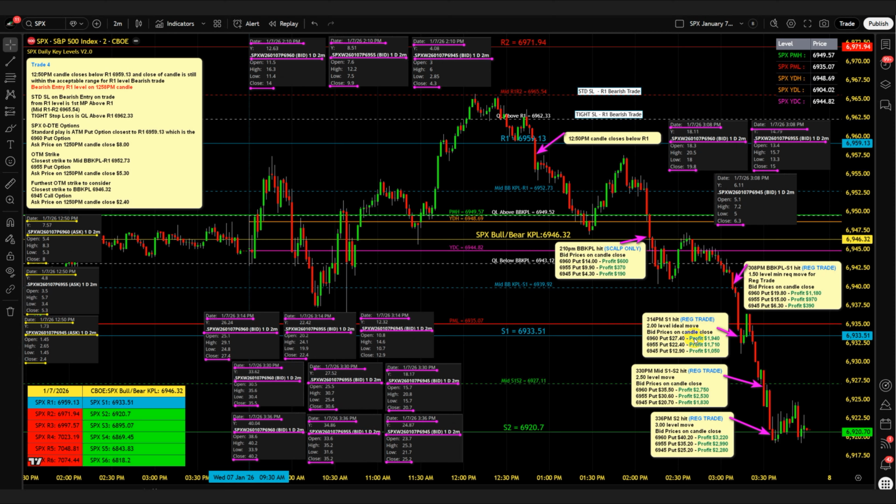Okay, so bid prices on candle close. Here we have them, the 3:14 p.m. data boxes. Bid prices on candle close 69.60 put 27.40. That's a profit of $1,940 per option. 69.55 is 22.40, profit of $1,710 per option. 69.45, $12.90. That's a profit of $1,050 per option. Remember, that was only $240 to start with.